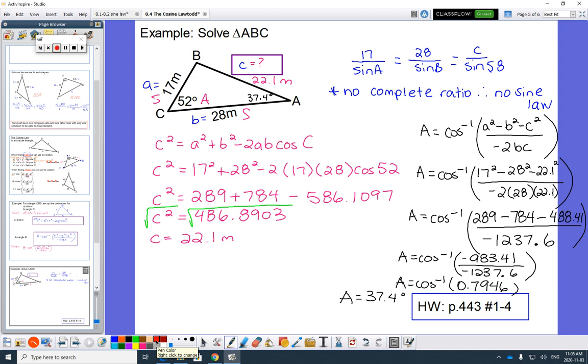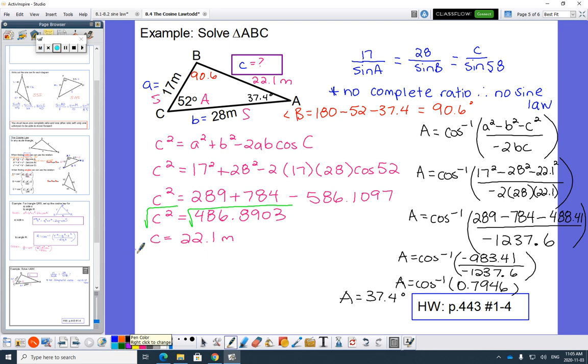So now for B, you can just subtract from 180, okay? Yes. Yes. Because this is the cosine law note. That's why. And I want to show you both. But I don't care what you do.